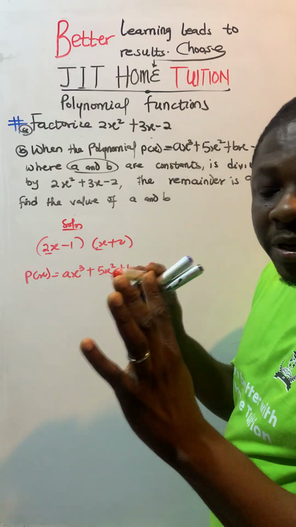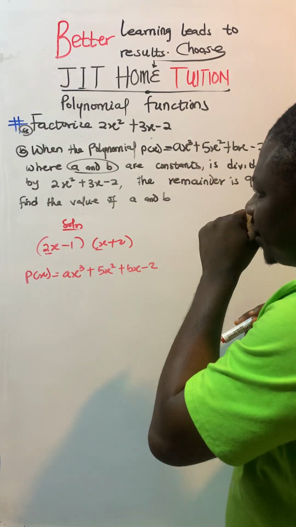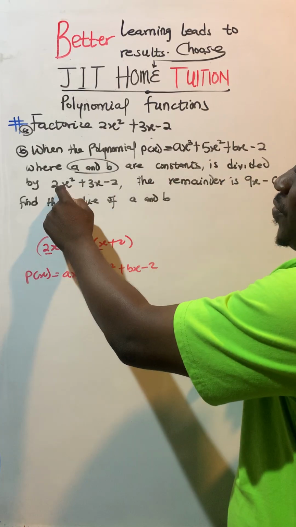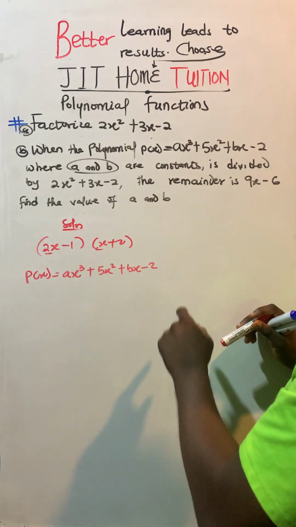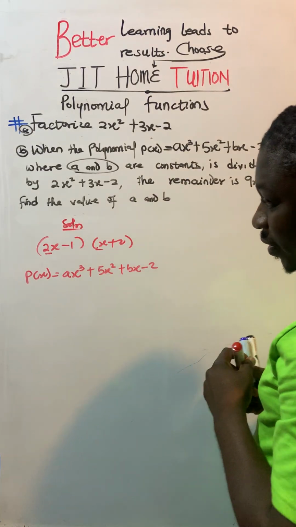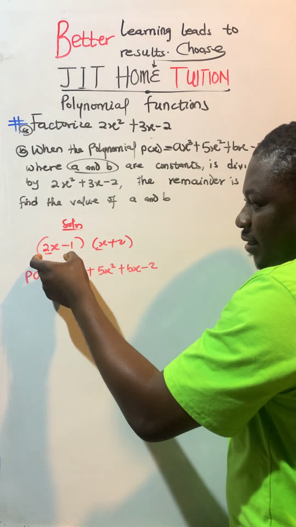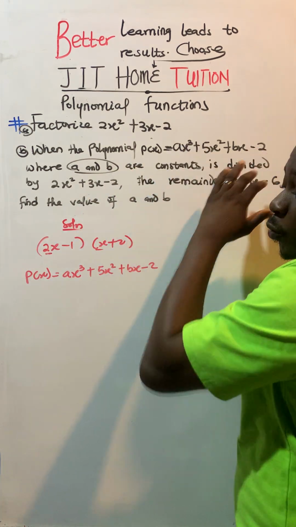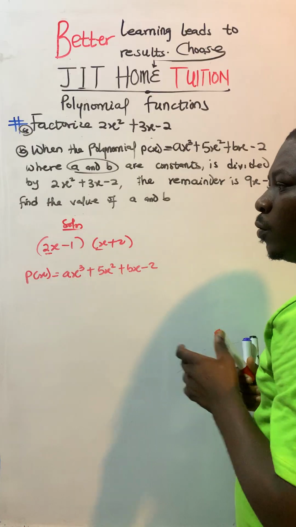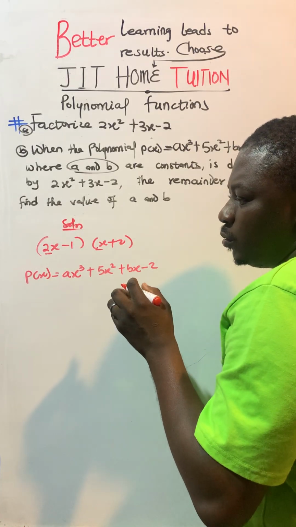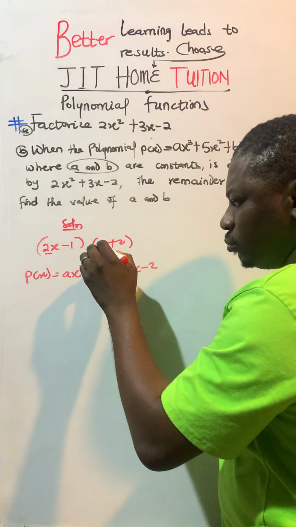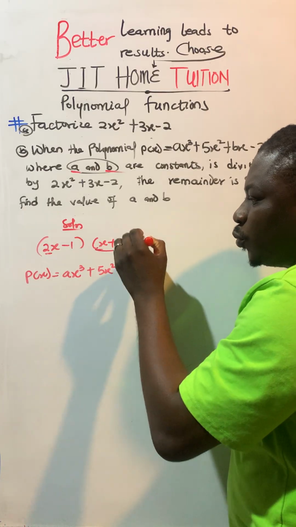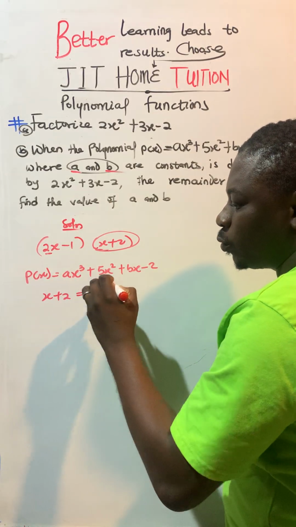Now, this question is very interesting. The question is saying that when this polynomial, where a and b are the constants, is being divided by what you have over here, the remainder is what we have over here. Meaning that, in a way, this is a factor of this polynomial. Now, what that means is that if you want to find the value for a and b, you will have to put this one equal to 0. So you have x plus 2 equal to 0.